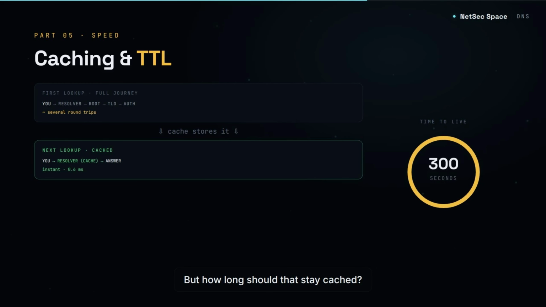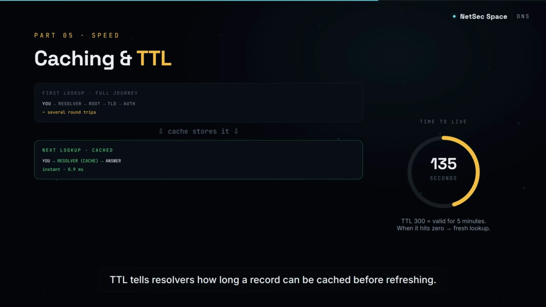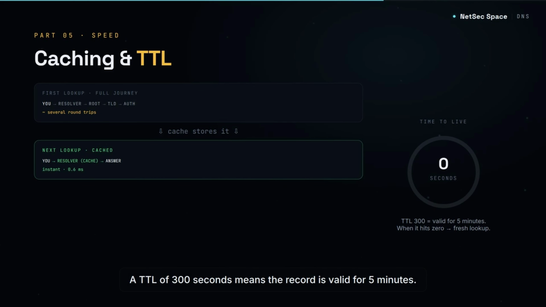But how long should that information stay in cache? That's determined by the TTL, or time to live. TTL tells resolvers how long a DNS record can be cached before it must be refreshed. For example, a TTL of 300 seconds means the cached record is considered valid for 5 minutes. Once the TTL expires, the resolver performs another lookup to ensure it has the latest information.